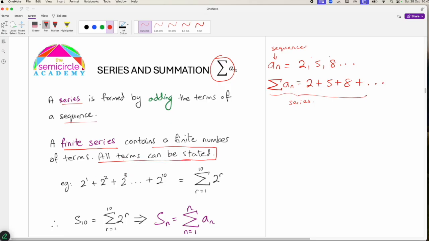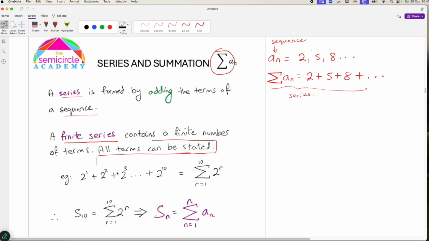For example, I could have this series, because you notice it has plus signs in the middle, so it's a series. 2 to the 1 plus 2 to the 2 plus 2 to the 3 dot dot dot, and you notice I have plus 2 to the 10, no dot dot dot after that. So this is my last term. You can see that this is my first. So you can see that I have 10 terms. So this is a finite series. You have a finite number of terms.